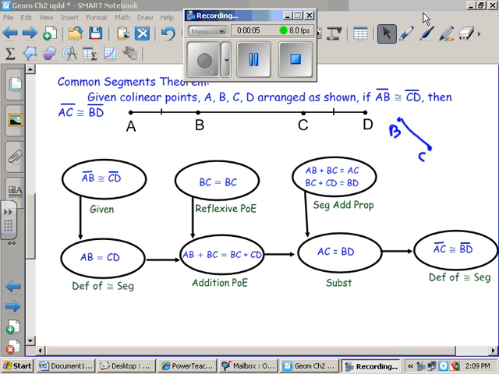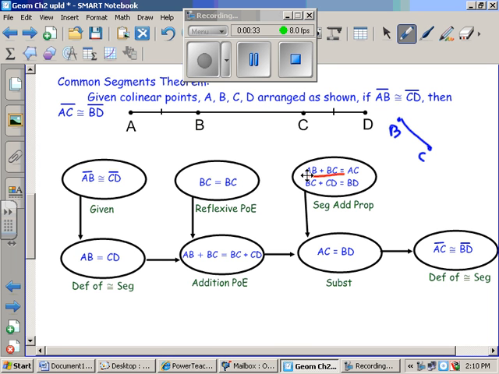So when we get to here, we can use the segment addition postulate to turn these into AC and BD, which is our final goal. Okay, so we've got BC plus CD equals BD. That's that one. So if you think about it, we've got AB plus BC. Isn't that right here? AB plus BC. And it's equal to AC. Then we've got BC plus CD. That's right there. And it's equal to BD.